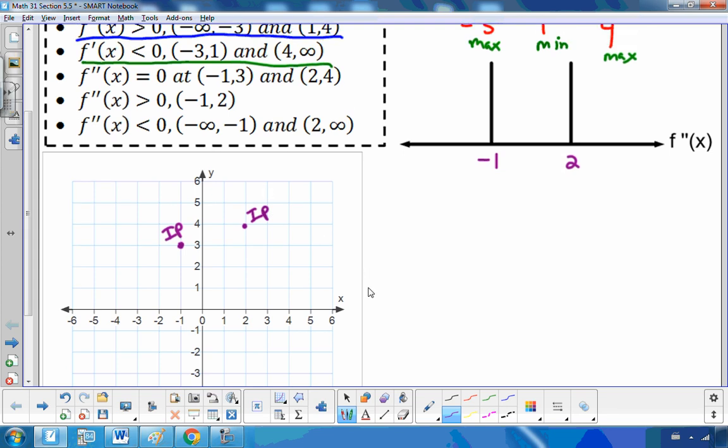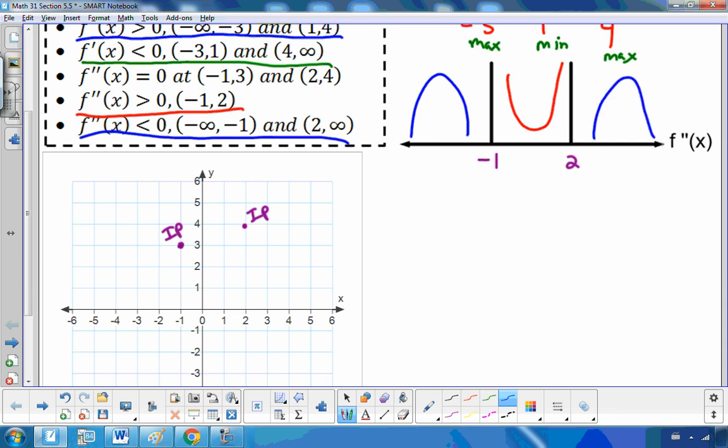So to figure out what the change is, let's look here. It is greater than 0, which means concave up between -1 and 2. And it is negative or concave down between -infinity and -1, and 2 and positive infinity. Okay, so let's put those together on the graph.